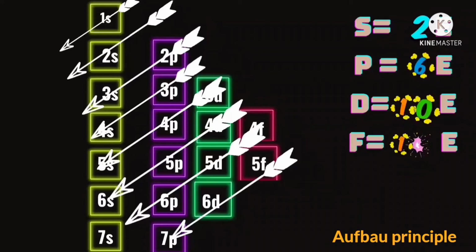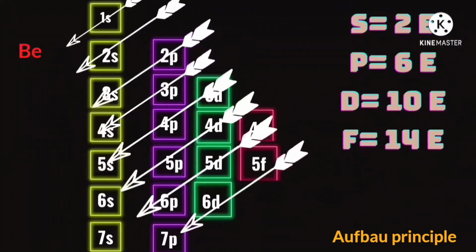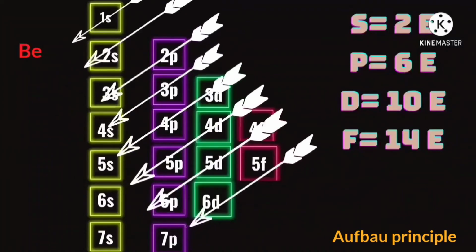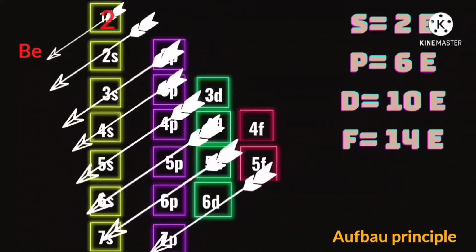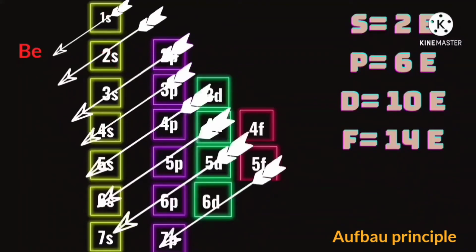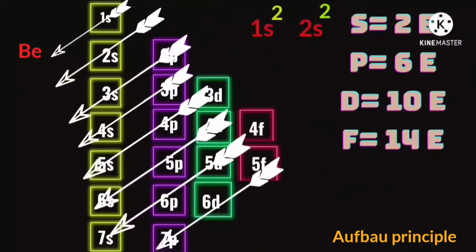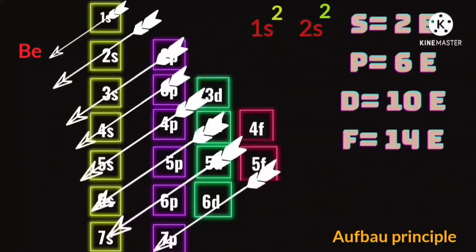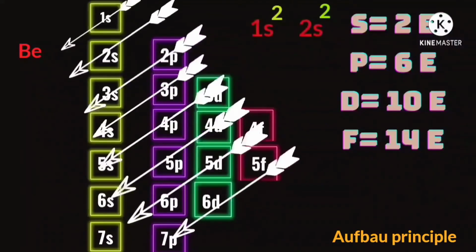Beryllium is the fourth element on the periodic table, and the atomic number of beryllium is 4. That means the number of electrons in beryllium is 4. For beryllium the first 2 electrons will go into the 1s orbital. Since 1s can hold 2 electrons, the remaining 2 electrons will go into the 2s orbital. Therefore the beryllium electron configuration will be 1s2, 2s2.